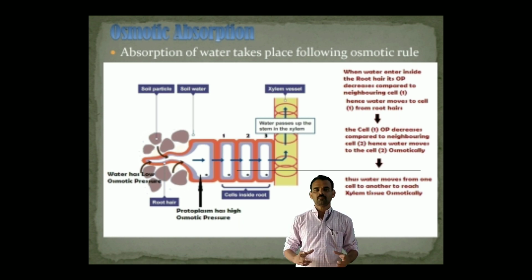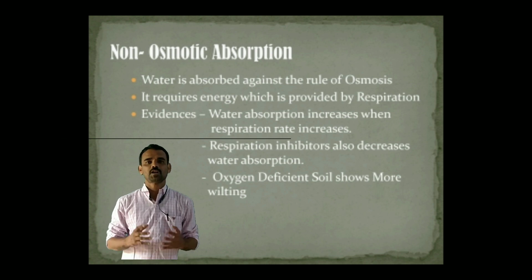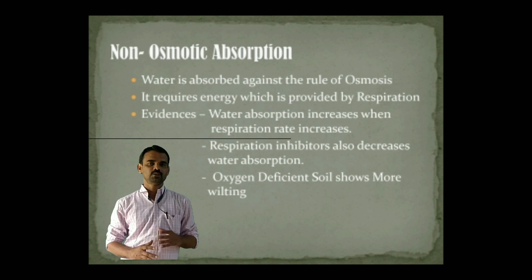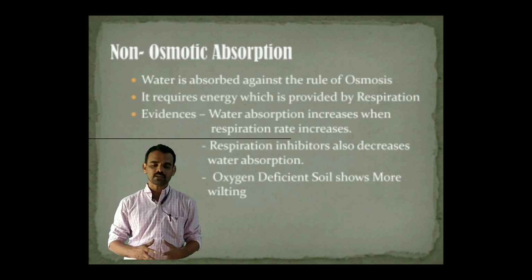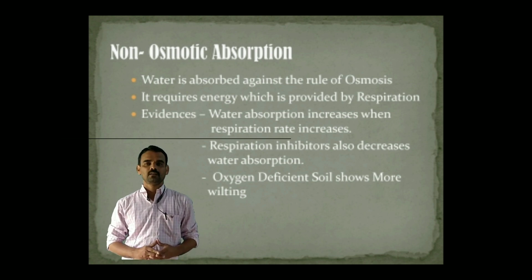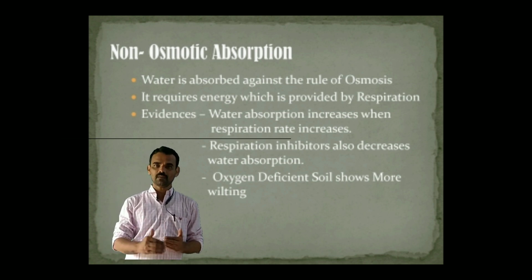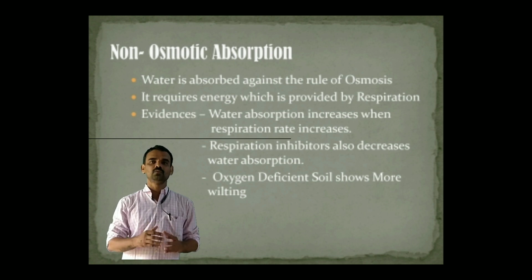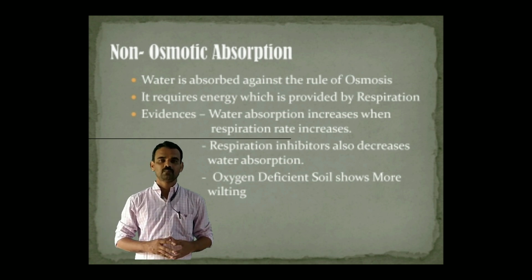Thus, in case of osmotic absorption, water is absorbed by following the osmotic rule. But sometimes the osmotic potential of protoplasm is low as compared to the water in the soil. In this case also, there is an absorption of water, which is against the rule of osmosis, and it requires energy. This energy is generally provided by the ATP generated during the respiration process. As this water absorption takes place against the rule of osmosis, it is known as non-osmotic absorption.